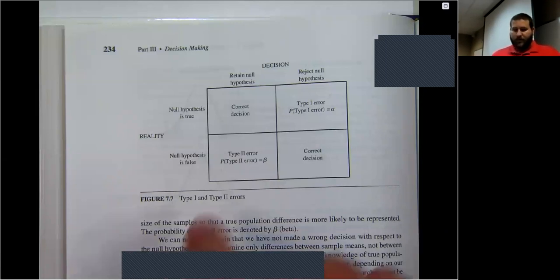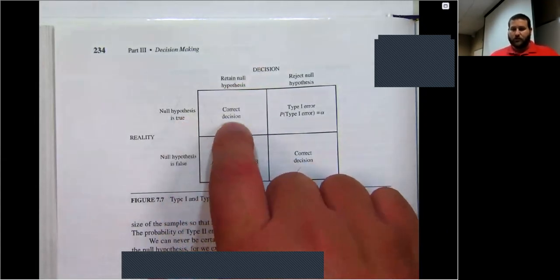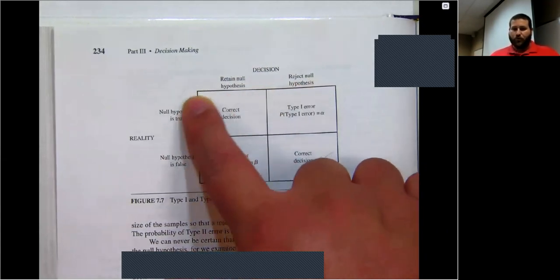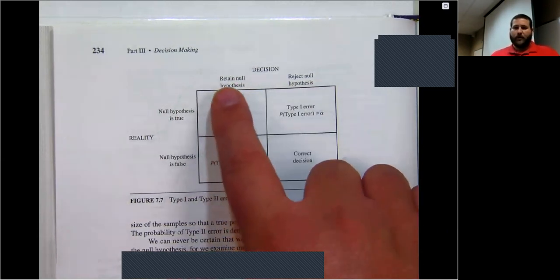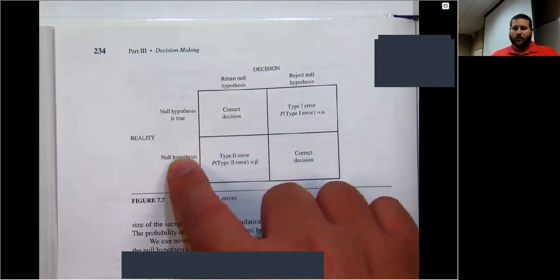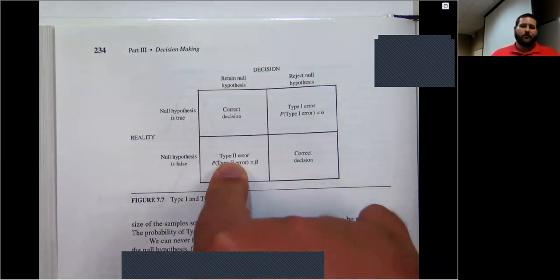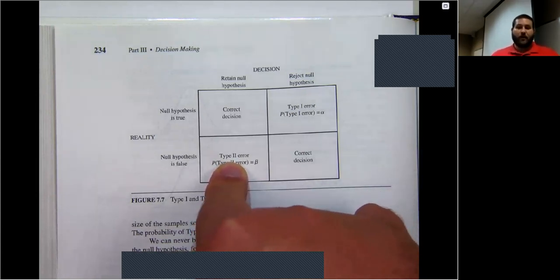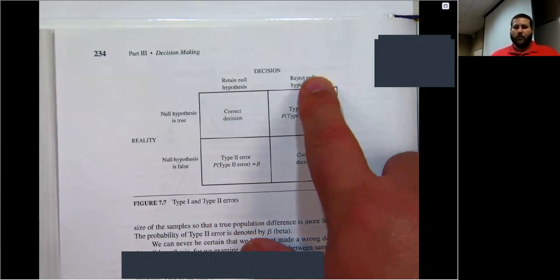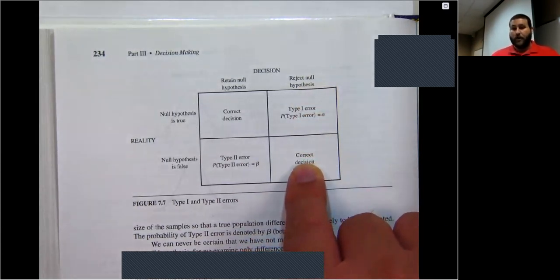Now, just to finish off the table, we've talked about when you accept the null or you retain it and it's actually true, you made a correct decision. When you reject the null and it's true, then you made a type 1 error, and that's associated with alpha. If you accept the null or retain it and it's false, you made another error, but that's called the type 2 error. So when you accept the null and the null is false, or in other words, when you say that the groups are the same and they're actually not, then you made a type 2 error. And then the final one, when you reject the null, you say that there are differences, and there actually are, right? The null is false, you made a correct decision.